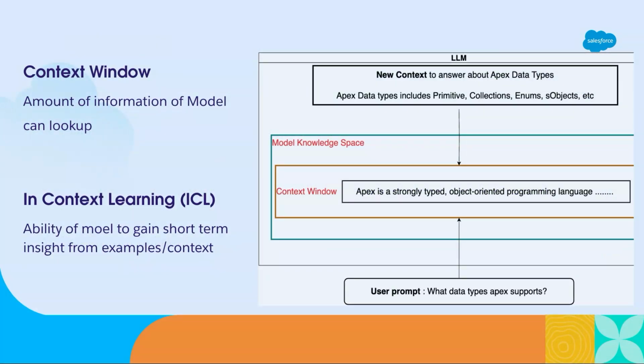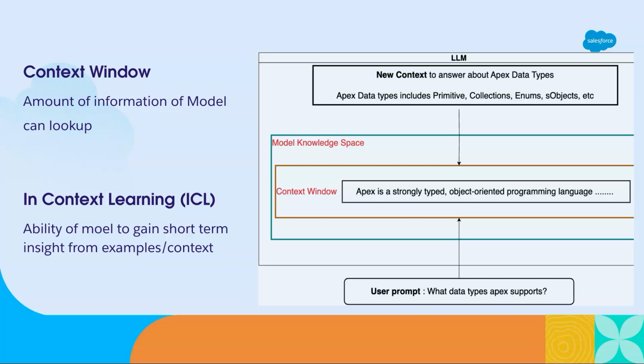There are two key concepts I want you to understand before we do a deep dive into prompt engineering. The first one is the context window. The context window is basically the amount of information the model can look up while executing your prompt. So for example, if you're asking a question and the model cannot find the information you are looking for in the prompt, it's going to be creative and give you a guessed answer. That's what we mostly call hallucination.